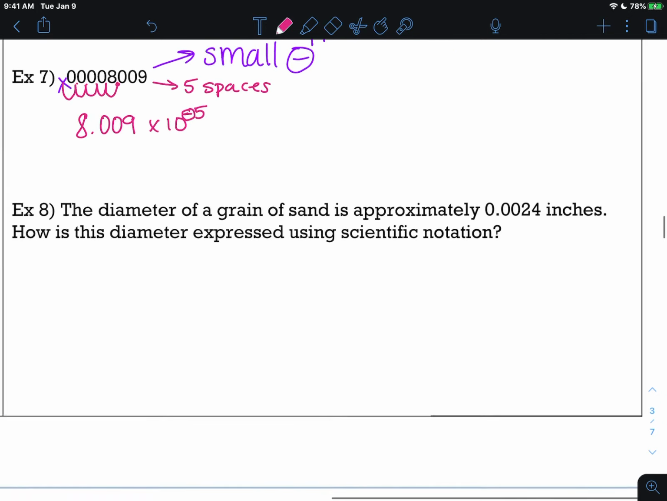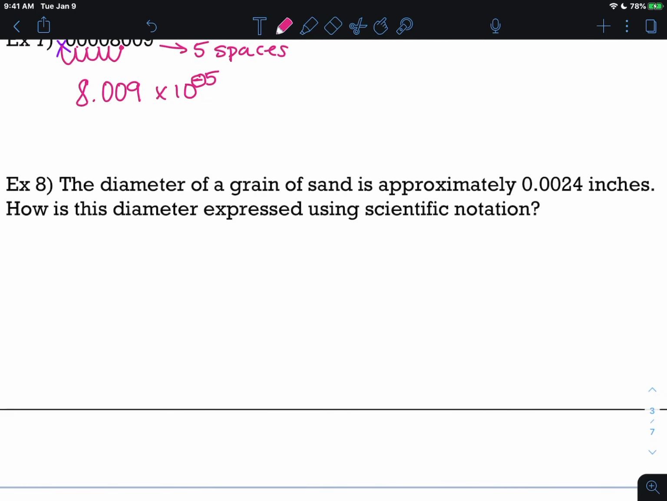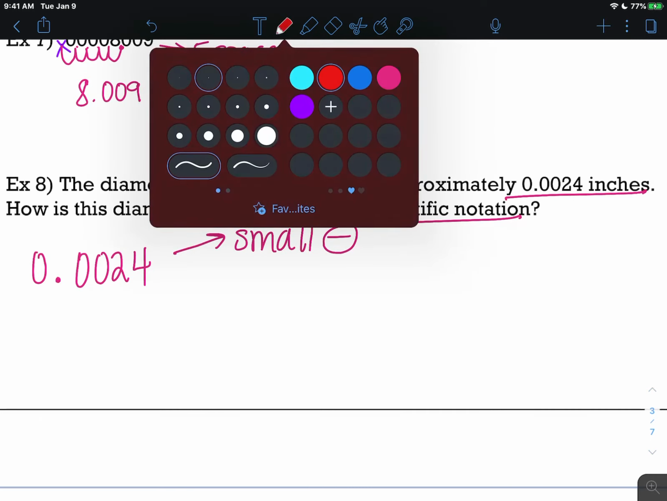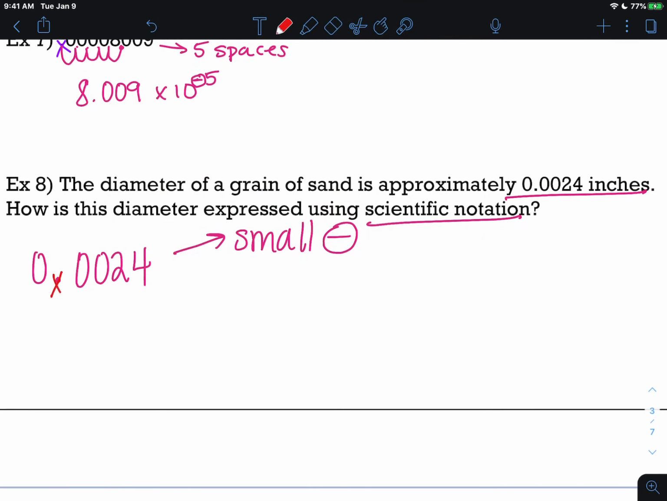All right, let's look at one more example. So the diameter of a grain of sand is approximately this many inches. I need to write it in scientific notation. Okay, so I have this. First thing is a small number. So it's going to be a negative exponent. So now I'm going to look for my decimal. I'm going to look for a place to put it to get a number in between 1 and 10. All right, there we go, 2.4.